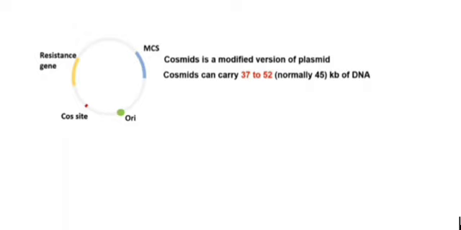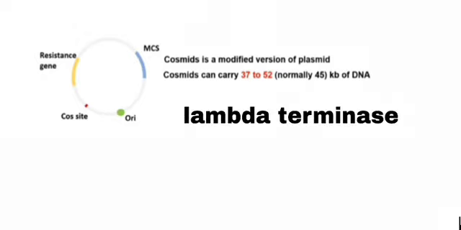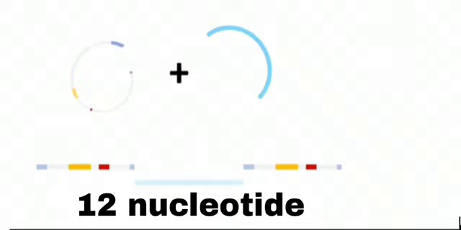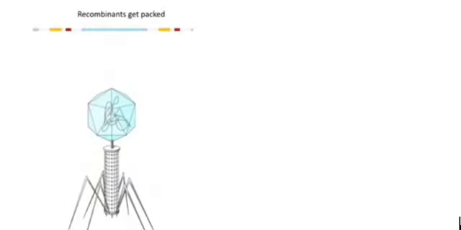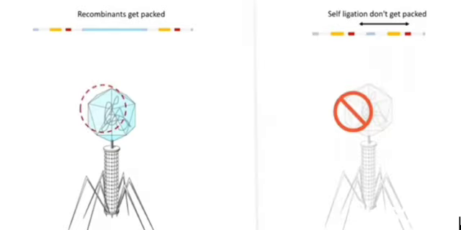The cleavage at the cos site by the lambda terminase protein during the phage packaging produces a 12 nucleotide cohesive end at the termini of the linear lambda genome. Recircularization of the lambda genome after bacterial infection is facilitated by base pairing between the complementary cohesive ends. So the recombinants get packaged in the head of the bacteriophage, while those that get self-ligated don't get packed.